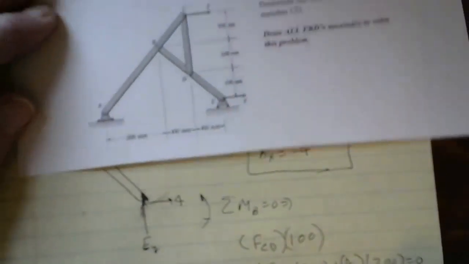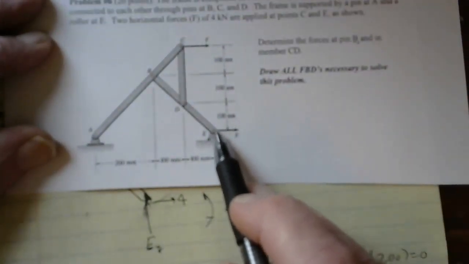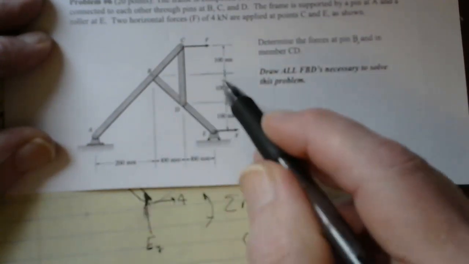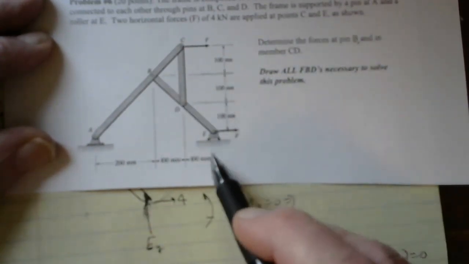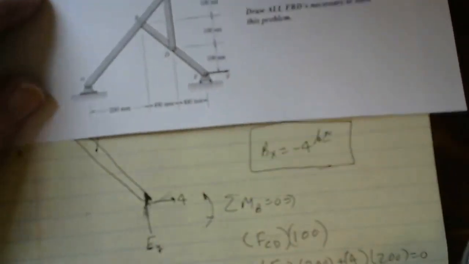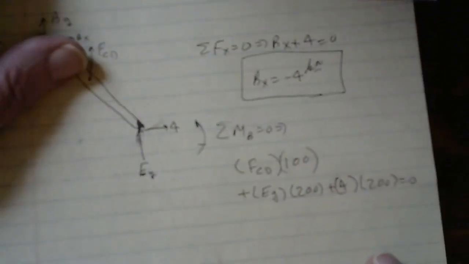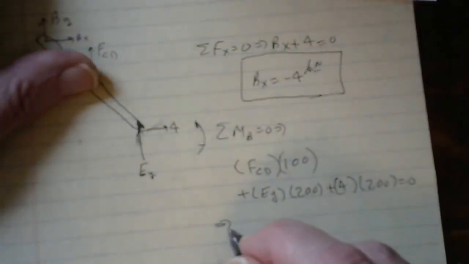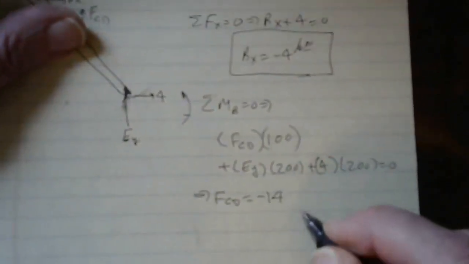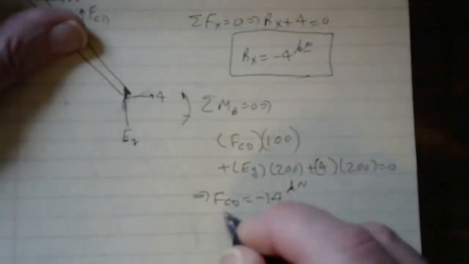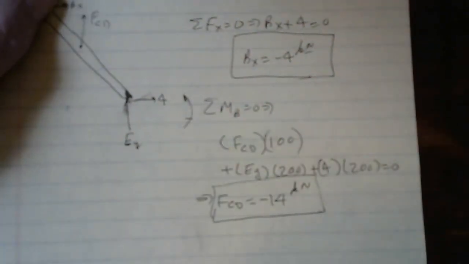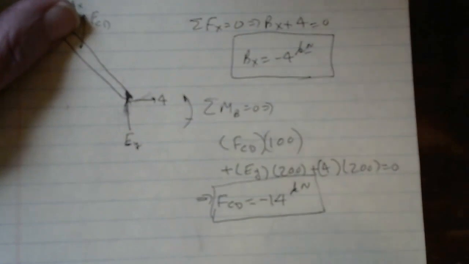Okay. Again, just coming up here. The moment caused by F, all right, about B is F times its moment arm, which is 100. EY, its moment arm is 200 as well. Okay. All right. So solving this, I get FCD is minus 14 kilonewtons. Okay. Again, it's actually going in the other direction, but you never go back and change your free body diagram.